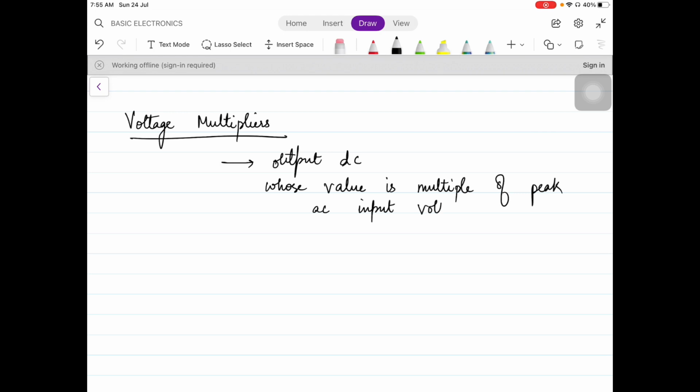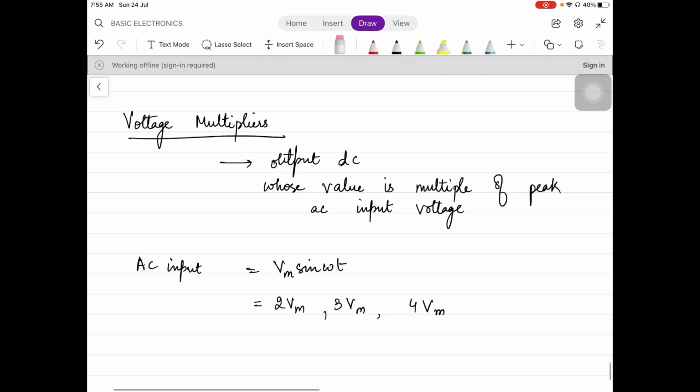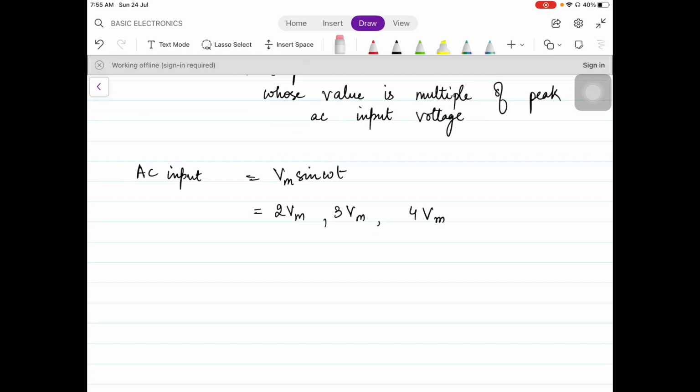Very important. Because it is a multiplier, definitely it's going to generate some multiples. Multiples of what? Multiples of the peak AC input voltage. That means if you have applied an AC input voltage of Vm sin omega t, then voltage multipliers will be generating 2 Vm, 3 Vm, 4 Vm, and so on. We only go up to 4 Vm because after 4 Vm it starts generating distortion also. So we go up to doubler, tripler, and quadrupler. So this is the concept of voltage multiplier.